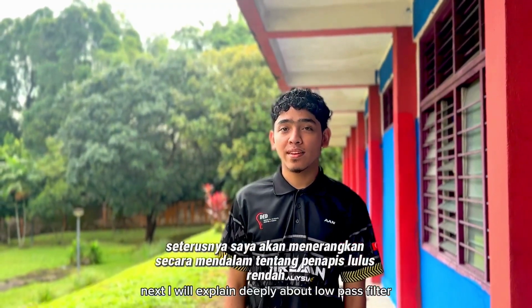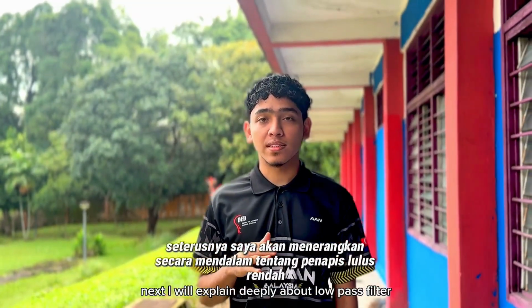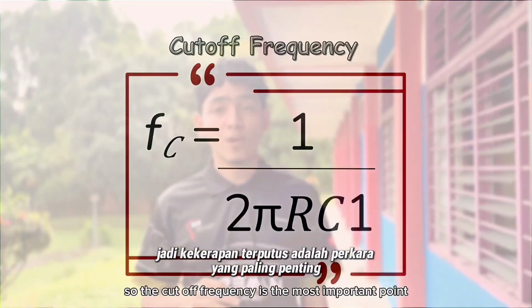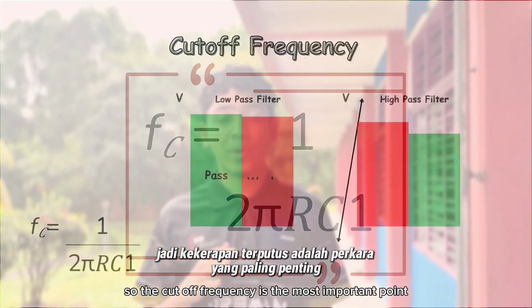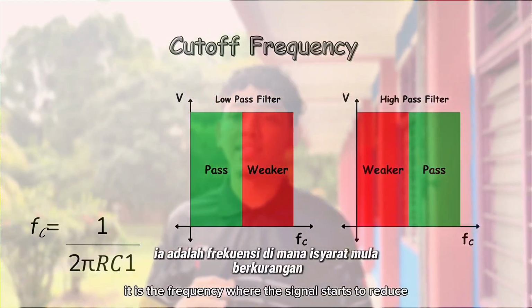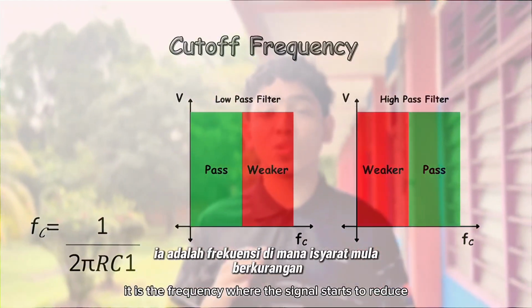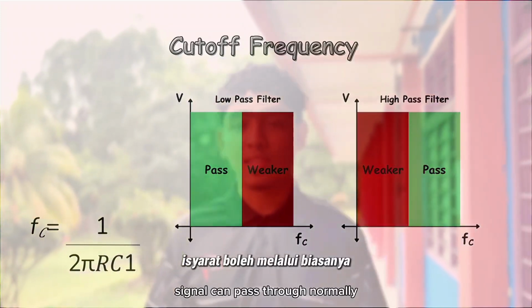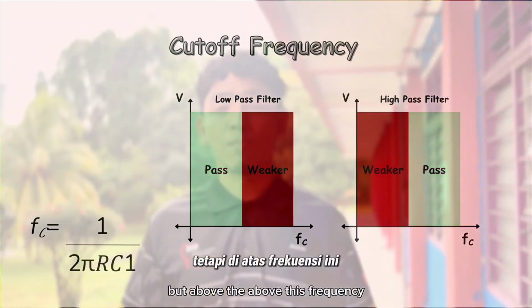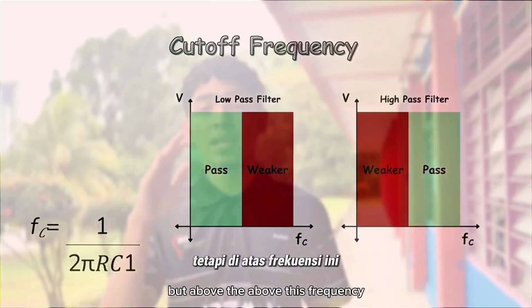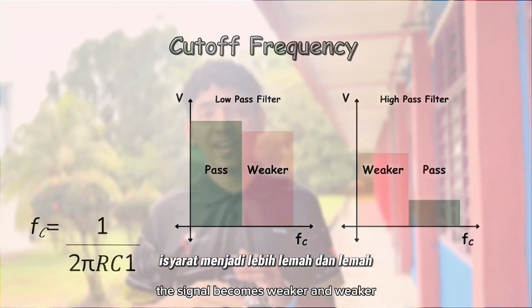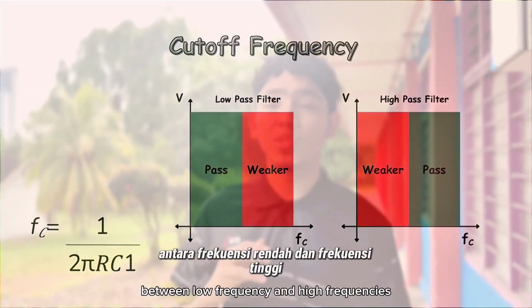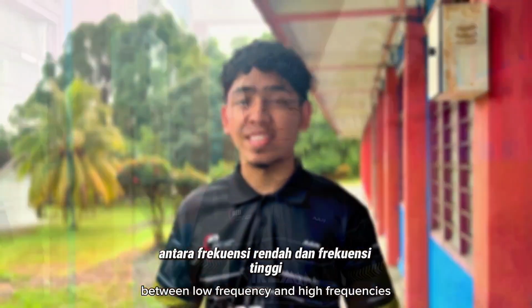Next, I will explain deeply about the low pass filter. I will explain about the cut-off frequency. The cut-off frequency is the most important point in the low pass filter. It is the frequency where the signal starts to reduce or drop. Below the cut-off frequency, signals can pass through normally, but above this frequency, the signals become weaker and weaker. So, the cut-off frequency acts like a boundary between low frequency and high frequency.